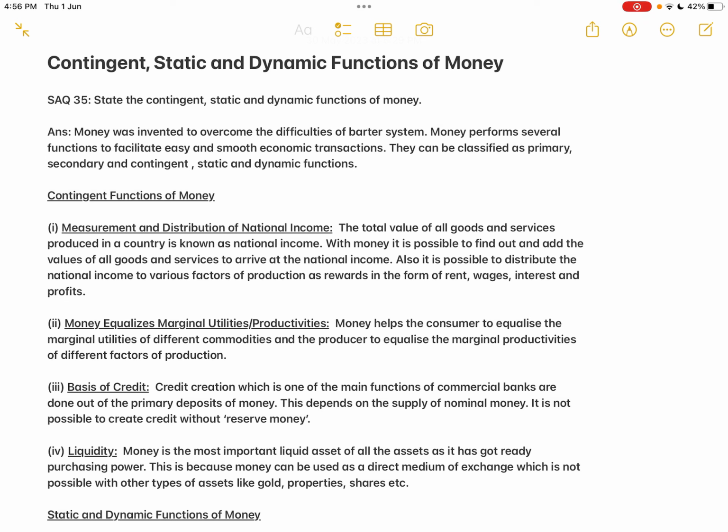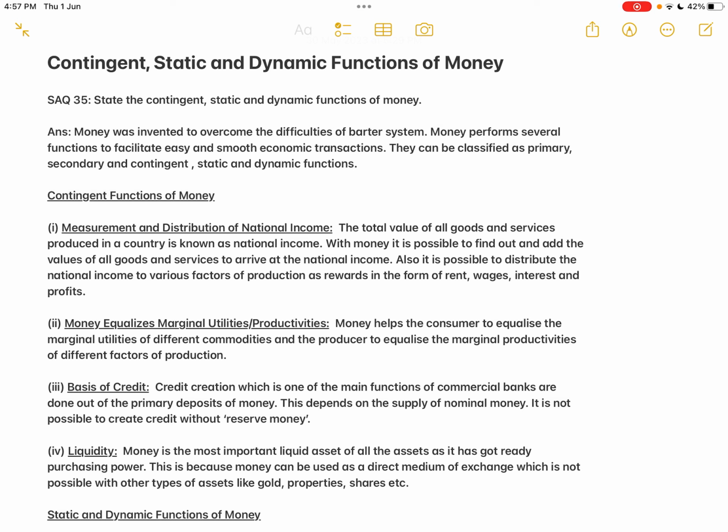As I mentioned previously, initially the function of money was the basic functions, starting with the primary functions, that is medium of exchange and measure of value. And since money was performing these functions properly and regularly over a period of time, as the economy progressed all over the world, more and more roles were assigned to money. Money was able to perform so many other functions over a period of time. So money started influencing the entire economic activity, the entire economic development of a country. Those functions are called the contingent or the static and dynamic functions of money.